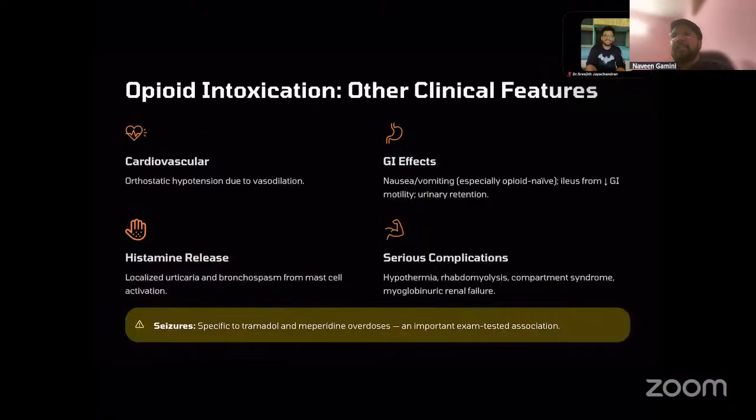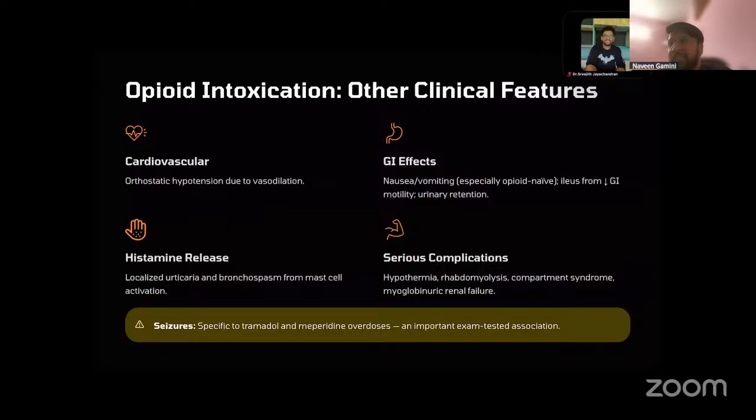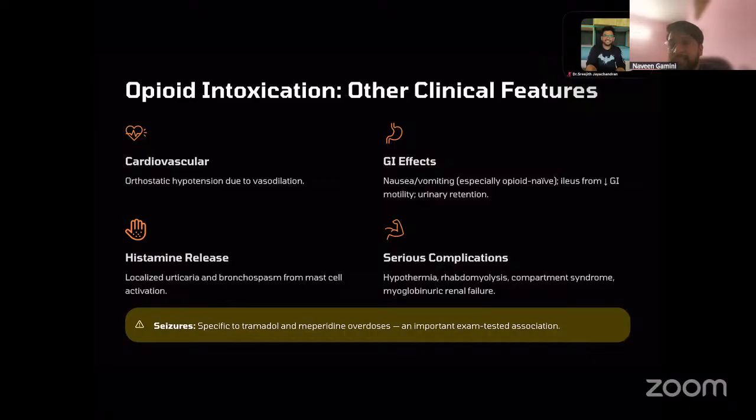Next, what about the other clinical features? That means other different systems. Regarding the cardiovascular system, it can cause orthostatic hypotension because of the vasodilator effect. Next, it can cause nausea and vomiting, especially in patients who are opioid naive, that means who have not had regular exposure to opioids. In those patients, usually vomiting or nausea will be seen, and ileus can be seen because of reduced gastric motility, and there can be urinary retention. And also, these opioid drugs cause histamine release, hence causing localized urticaria and bronchospasm from mast cell activation.